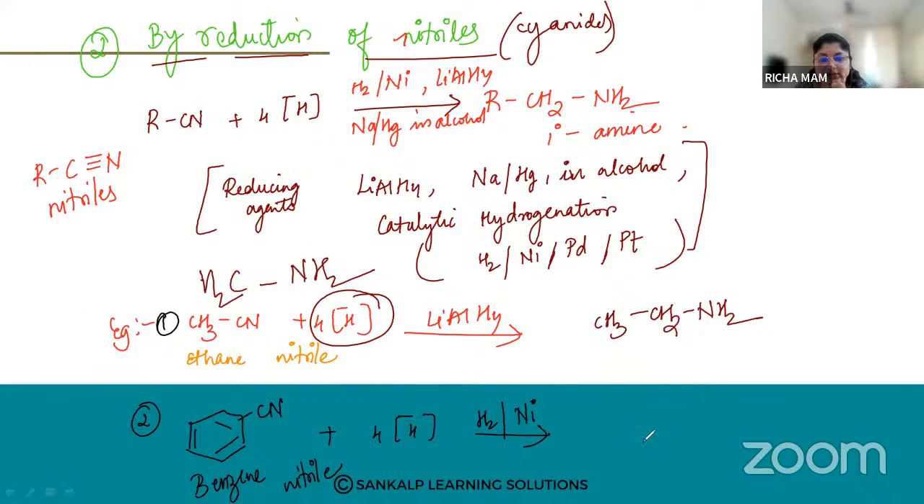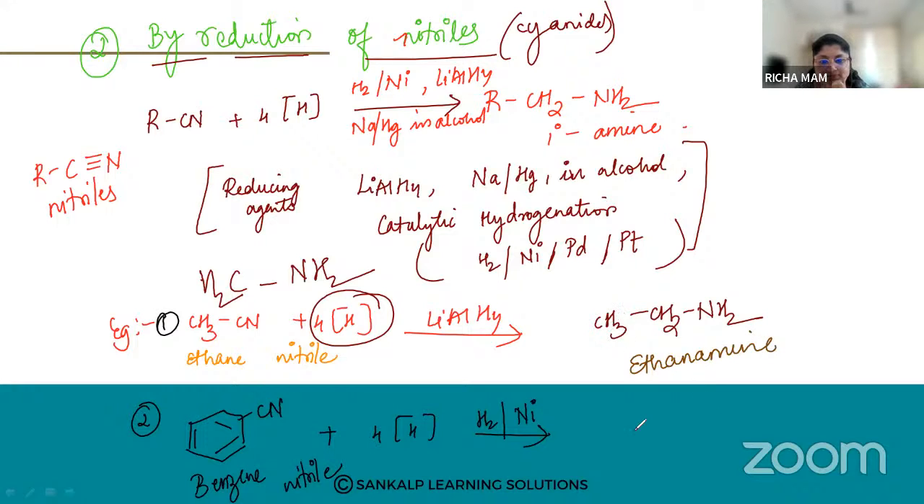So R, C triple bond N: after breaking the bonds, we are going to add hydrogens here, giving R CH2 NH2. Like this we are going to get the answer. Yes, very good, you have answered ethanamine. It is correct. Second one, can anybody tell me the second one?